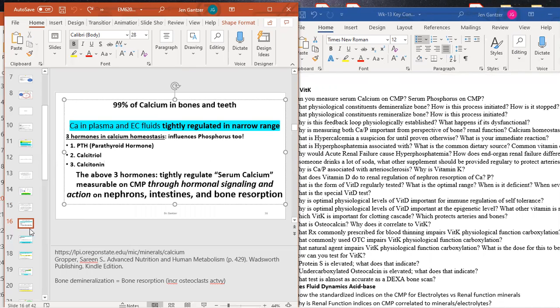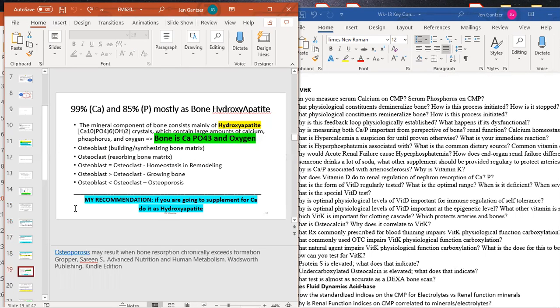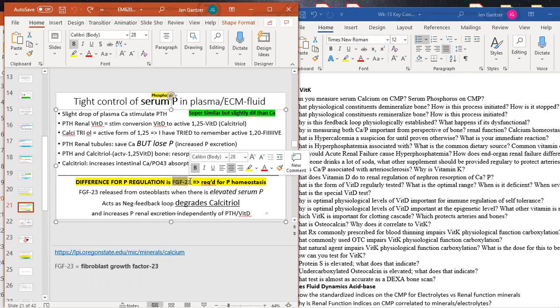Once the phosphate rises, we have an activation of the fibroblast growth factor from the osteoblast. So a rise in phosphorus because of the demineralization is going to activate fibroblast growth factor 23, FGF23. This is going to degrade and inactivate calcitriol. It also, by an independent mechanism, assists in increasing the excretion of phosphorus to make sure that we don't end up with hyperphosphatemia.